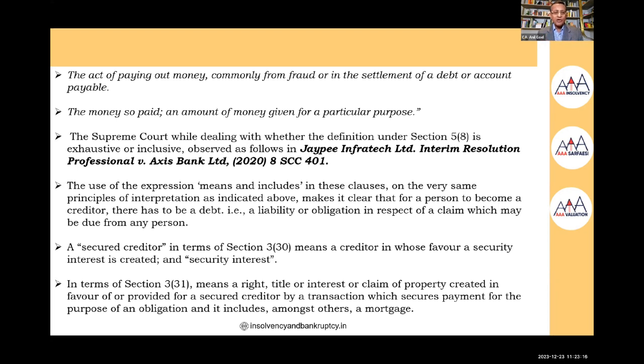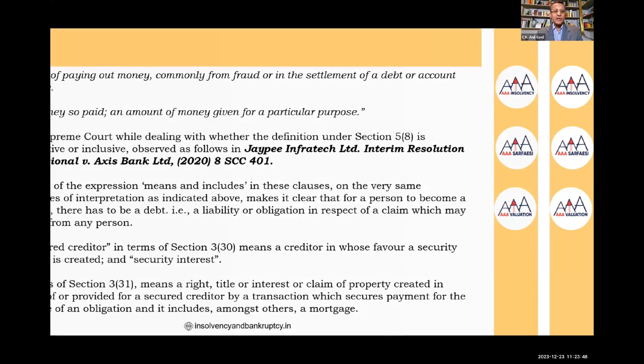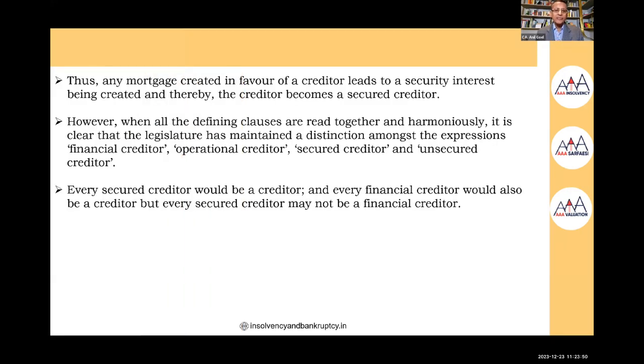Then coming to the secured creditor, Section 3, subsection 30 says the security interest is created. Yes, the security interest is created. The asset of the corporate debtor is mortgaged to another lender, and that lender has also registered the security interest with the Registrar of Companies before CIRP. So it is very well evident that the security interest has actually been created. The definition of security interest was discussed in JP Infratech Limited, and any mortgage created leads to a security interest.